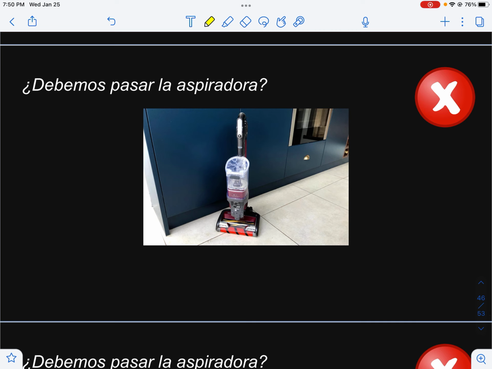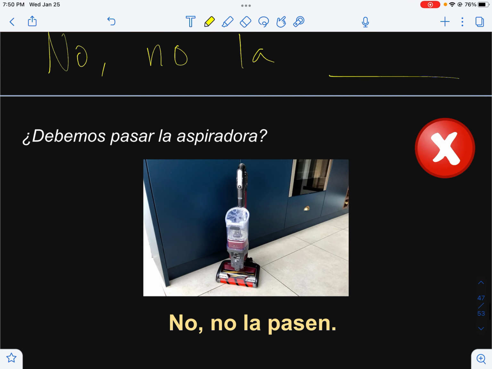Debemos pasar la aspiradora. No, pronoun, verb. La aspiradora goes here. No, la pasen. No, don't vacuum. Don't vacuum it. Don't use the vacuum. Don't pass it. Really, that's what a Roomba's for. That's what Roombas look like. If you have a Roomba, you should put jiggly eyes on it, because they're funny.